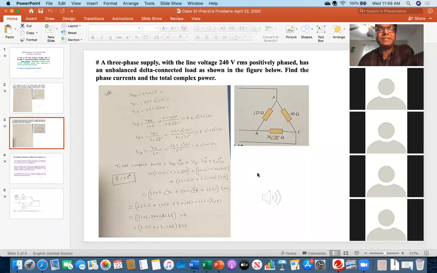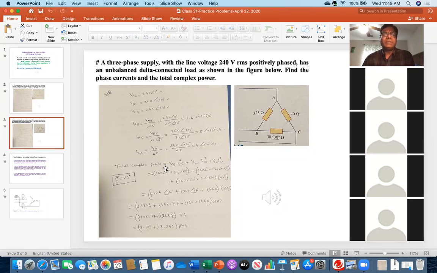That is the difference. That's why in this case, to calculate total complex power, you are not able to multiply by 3 or root 3. You have to go phase by phase. So therefore, you might expect very similar questions on unbalanced systems in the upcoming midterm exam 3.